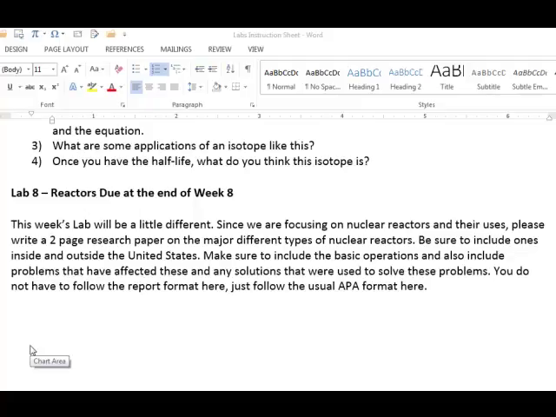Please include ones inside and outside of the United States. Make sure to include basic operations and also include problems that have affected these and any solutions that were used to solve these problems. You don't have to follow the report format here, just follow the usual APA format for the paper. There's a lot of different things you can look into on this.